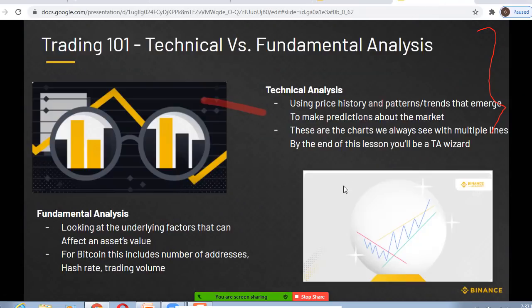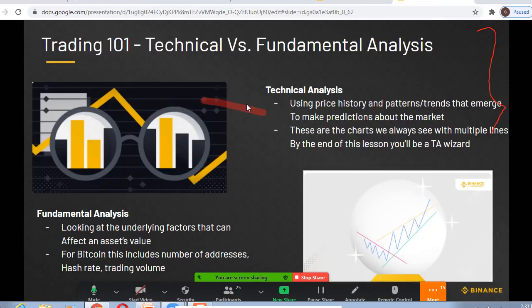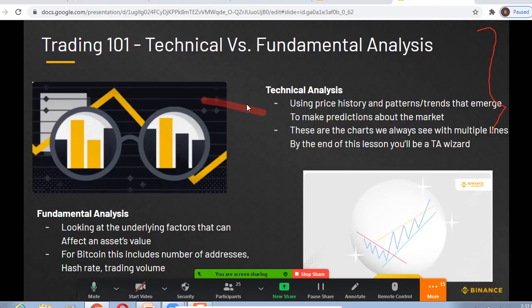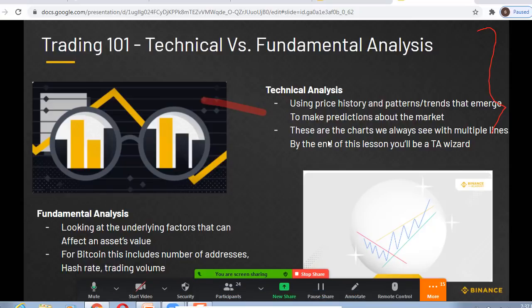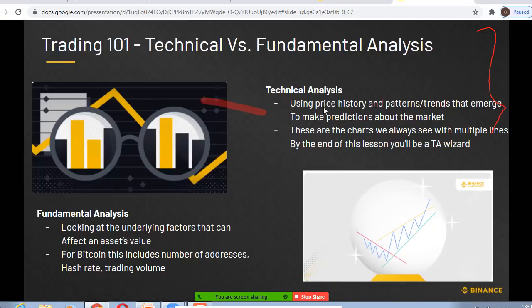So let's proceed further now. Technical versus fundamental analysis. With technical analysis, you are using historical price patterns, trends and all that to predict what the market will do next. These include charts. You use indicators, technical indicators, and trend lines. So when you do all those things, we say you are a technical analyst.